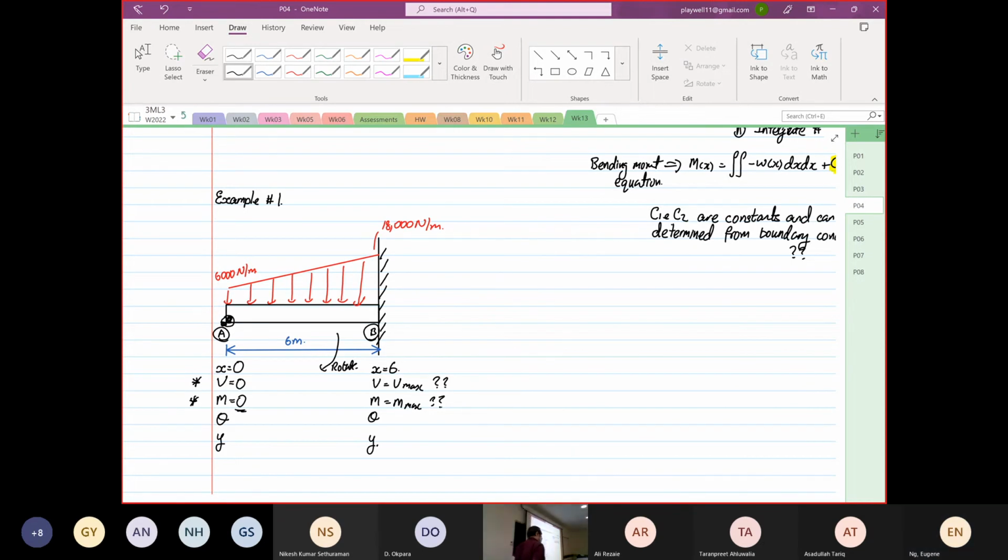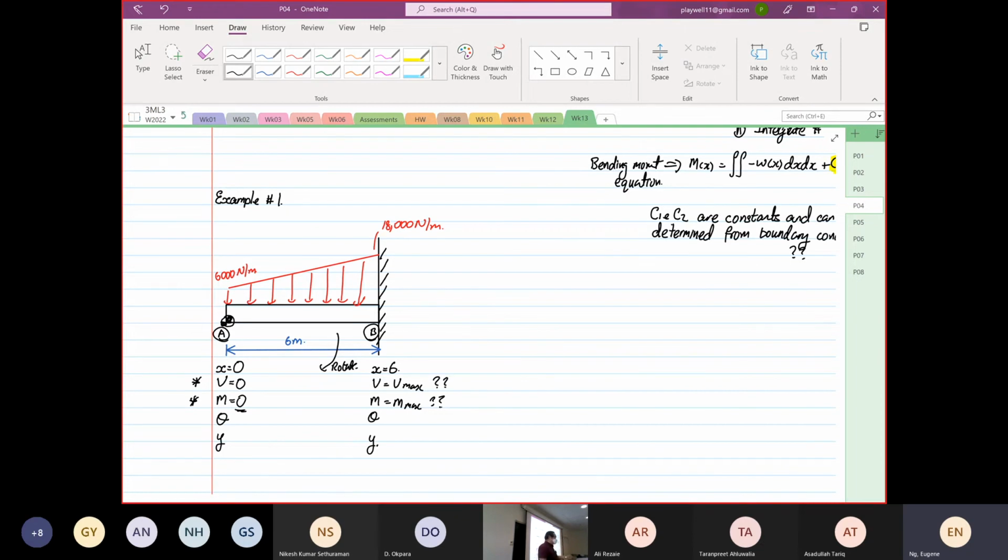Why do we say that? Because at point B is where failure will occur. Are we clear? Failure will occur where both shear force and bending moment are at their maximum. Right? In this case, we know it's at point B. Now, at point B, you can see that the bending moment is not equal to 0.